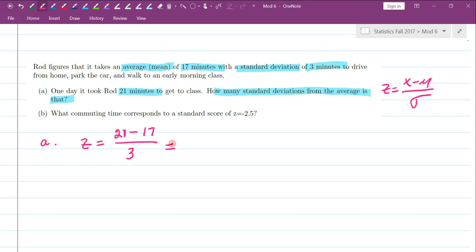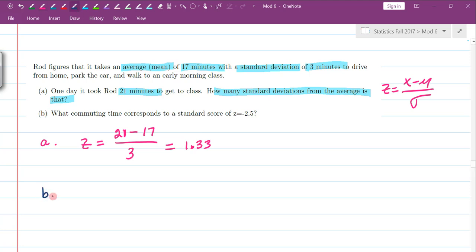I got 1.33. When it comes to the z-score, you only need to go to 2 decimal places, round off accordingly, okay? Using normal rounding parameters. Okay, so what is the z-score? 1.33.